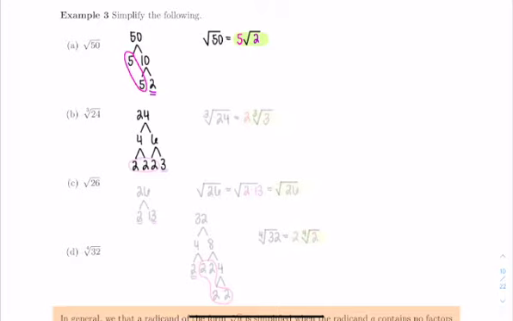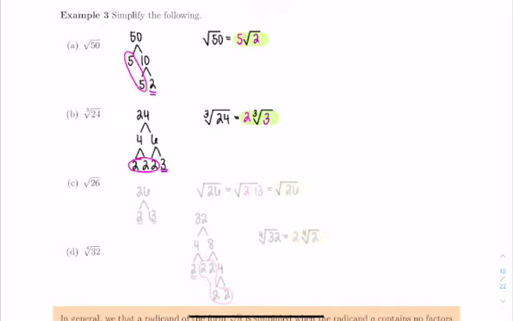So because the index is 3 this time, we're looking for triplets of the same number. So we have a triplet of 2's, and then we have 1 3 left over. So the cube root of 24, we pull out the 2, and then underneath the cube root, we still have a 3 left over. And so when I simplify this, we end up with 2 times the cube root of 3.